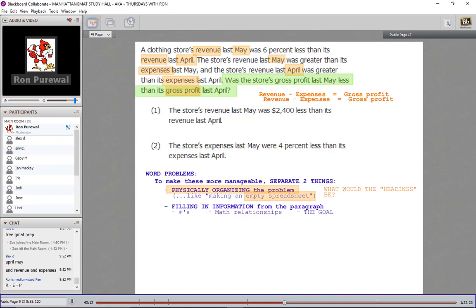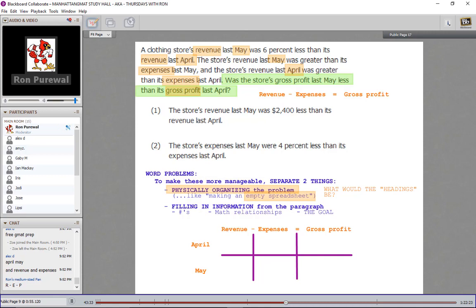So there's your empty spreadsheet. Those can be 3 columns. And then you can make rows for April and May. Whenever you get the same quantities in more than one time frame, it's good practice, right? Time frames as rows and things as columns. Okay. We did it. We physically organized the problem.